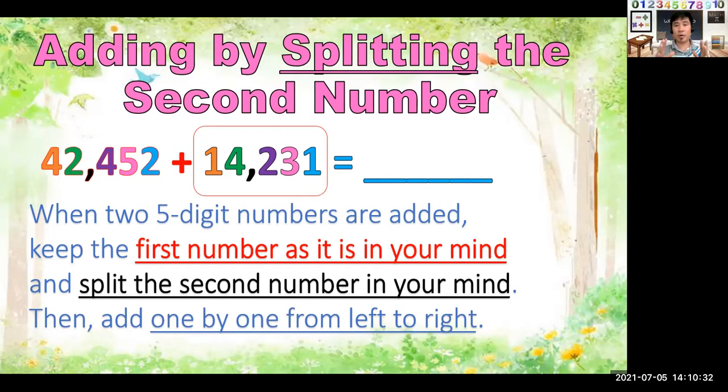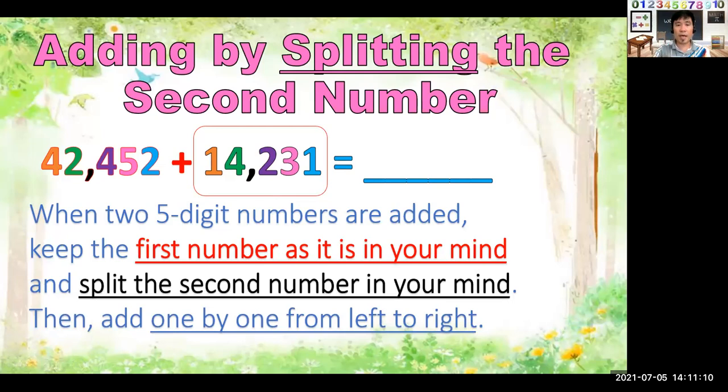When we expand a number by place value, like 14,231, we expand it as 10,000 plus 4,000 plus 200 plus 30 plus 1. So that's how to expand a number. That's called splitting the second number, only the second number, okay? Then we will add one by one from left to right.